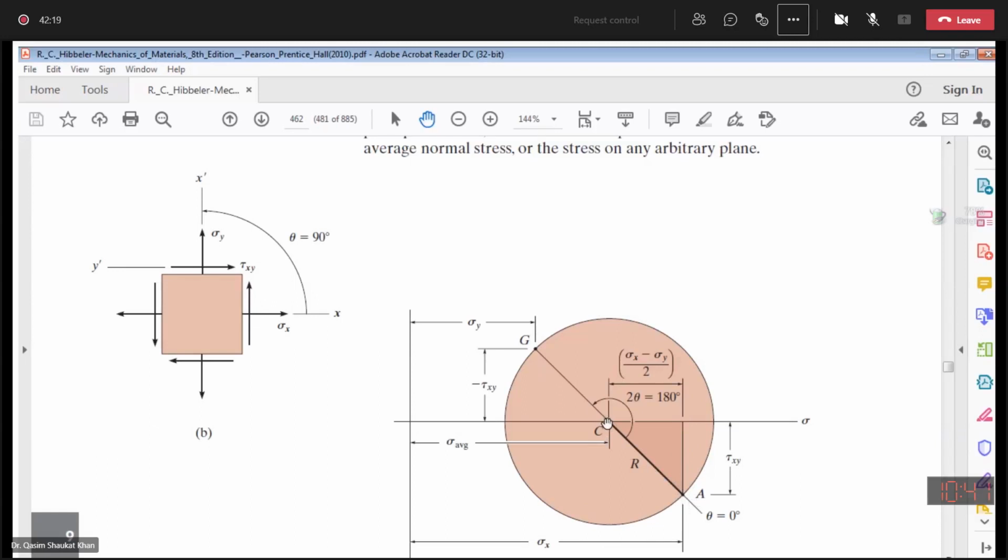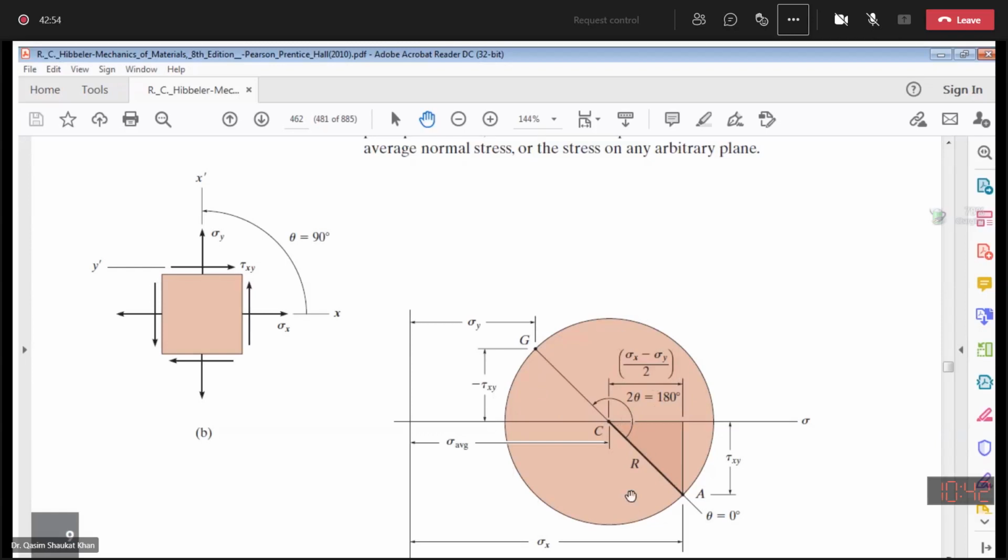Next thing is I have to connect C, the center point of the Mohr circle, to the reference point A. I will connect these 2 points and this will give me the radius of the Mohr circle. Now I have to place my compass here, open it equal to the radius, and draw the Mohr circle. So this is the first step, construction of the Mohr circle. Now we have the Mohr circle with us.